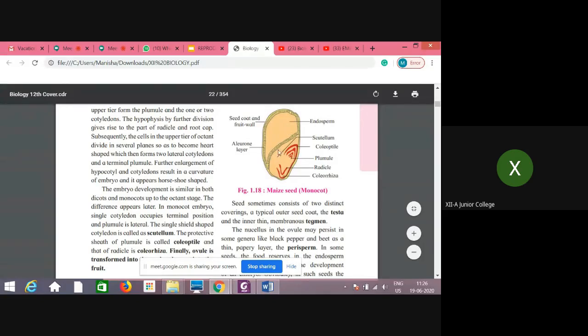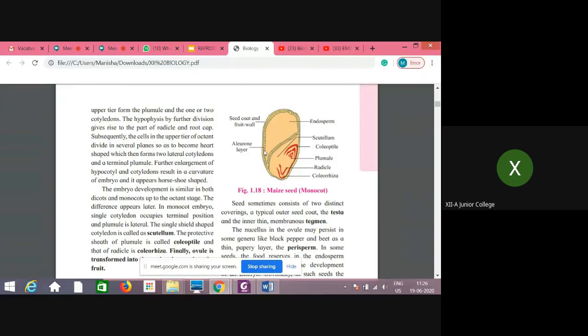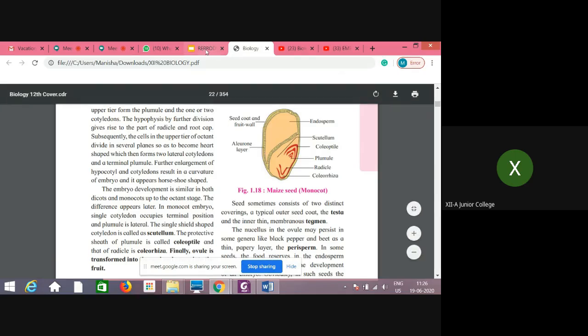One more thing you have to remember, that this shield-shaped structure is the single cotyledon, and you can see even this part of the endosperm. This is the seed coat and fruit wall, and this is the one layer you can see that is called the aleurone layer. You can see this diagram. Okay, so that is the only difference. Now one more thing I want to mention, that is about the coverings of the seed, outer and inner, that I will explain with the help of slides.